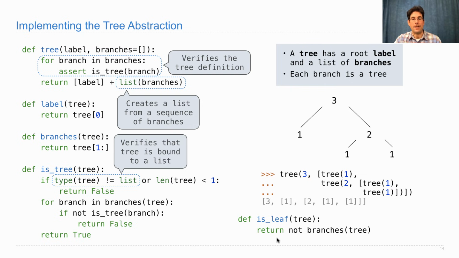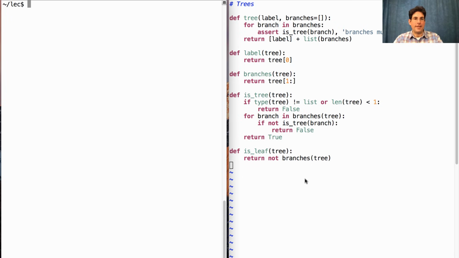Finally, I'll add one more function to my tree abstraction, which is a check to see if a tree is in fact just a leaf, which checks that the branches are empty. If I call branches on tree and get back an empty list, that's a false value, so not branches tree will be a true value, just as long as this tree has no branches. Now that we have the code for our data abstraction, we can use it. We can create a tree that's just a leaf. Is it a leaf? Oh yes, it is.